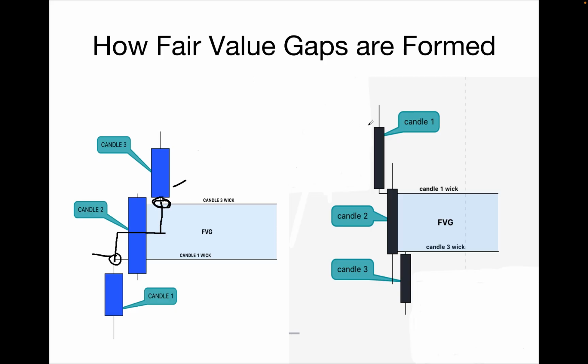The opposite is the case for the bearish example. A series of 3 consecutive bearish candles, where the ending of the first candle's wick, we mark it out, and the beginning of the third candle's wick, we also mark out, leaving a space or a gap in between the 2 wicks.